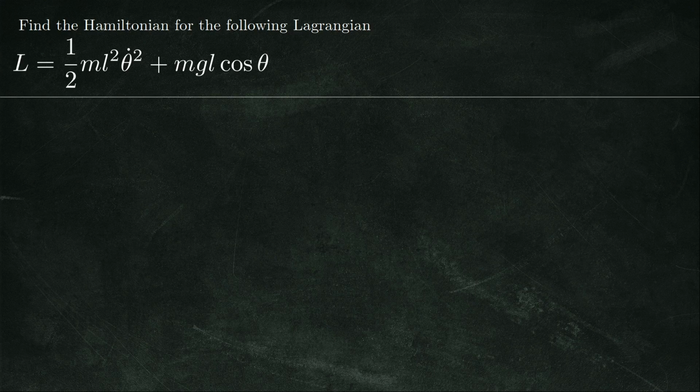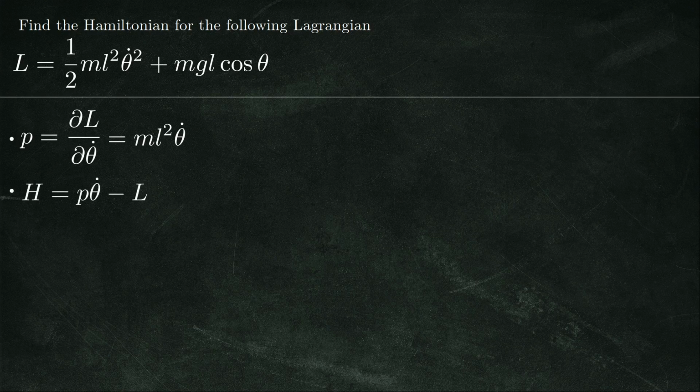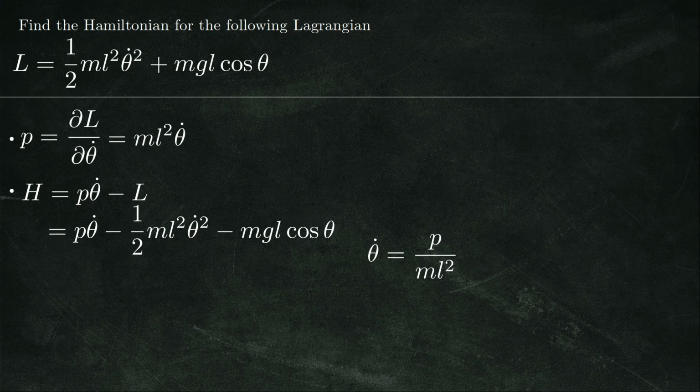pendulum from previous lessons. So to calculate the Hamiltonian, we firstly need the conjugate momentum to the velocity. So the conjugate momentum to theta dot, and this is given by ml squared theta dot. Then the Hamiltonian is the Legendre transform, and then we substitute in for the Lagrangian, and finally we want the Hamiltonian to be a function of p and theta, not a function of theta dot. So we rearrange our top line for theta dot and substitute that in and simplify.